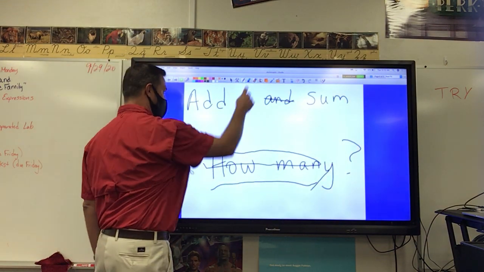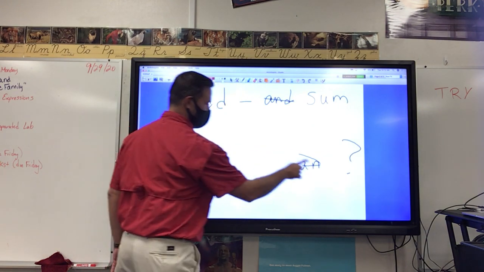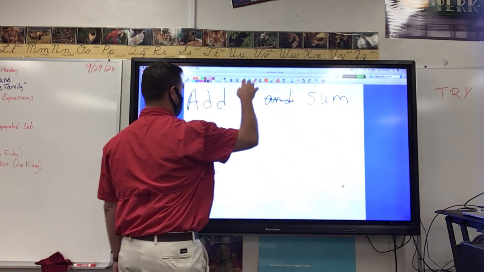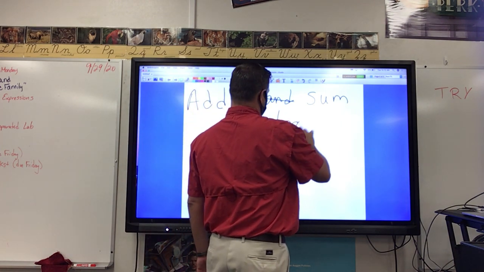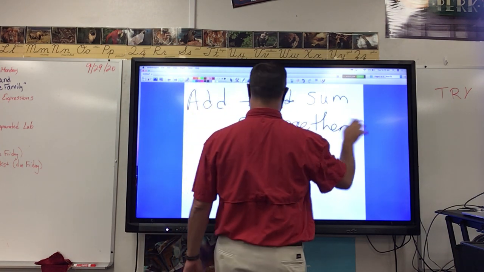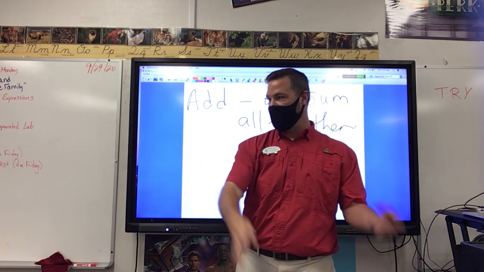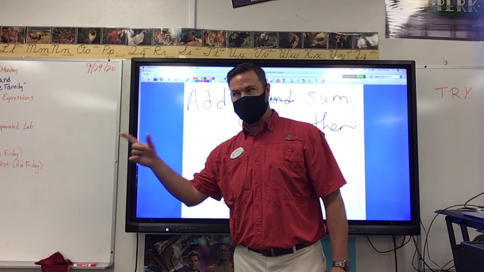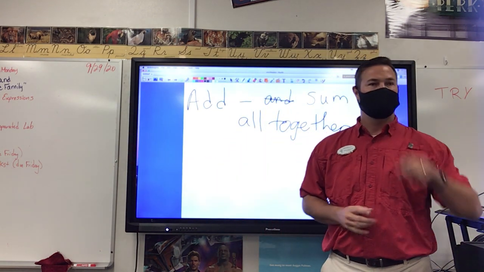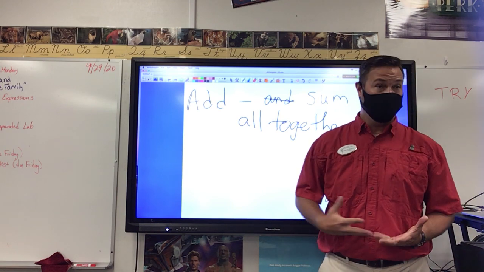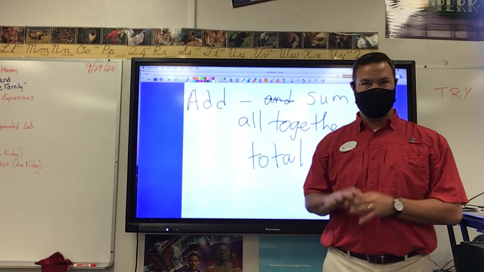What are some other keywords, though, talking about adding? Altogether. How many, and this is the pets one. I have 4 dogs and 3 cats. How many pets do I have all together? That's the question. Probably, or that's the key word, not and. All right? What else? Total. How many in total? Okay? Everybody with me so far?